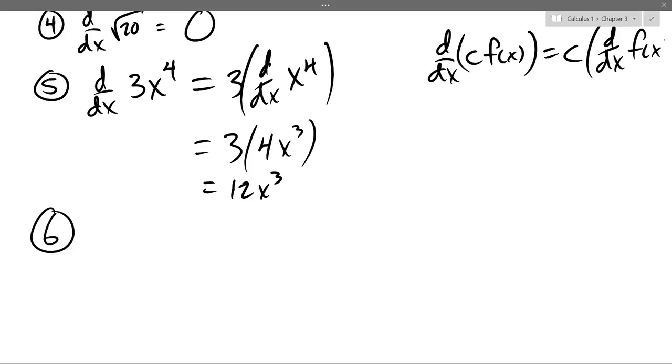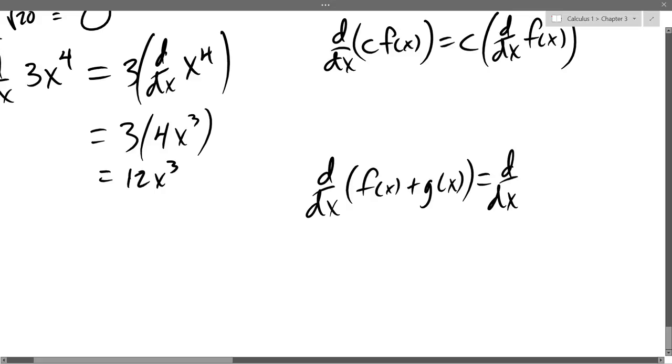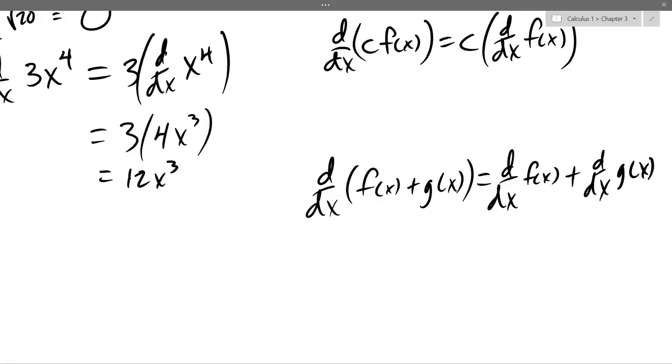All right, sum difference rule. I'm going to write down the sum difference rule, and then we're going to apply it. So you can take the derivative across addition or subtraction and take two separate derivatives and then add those together. So that's how sums and differences work.